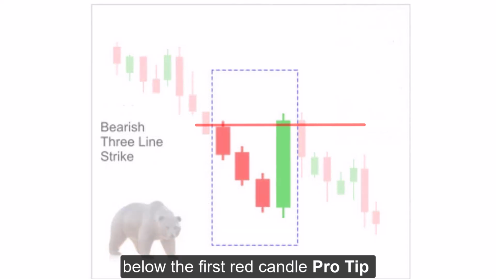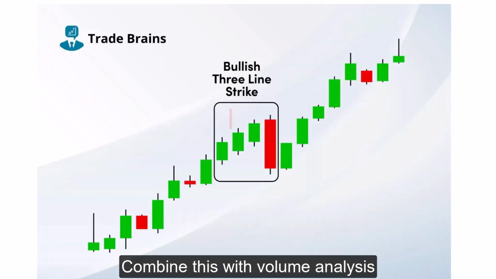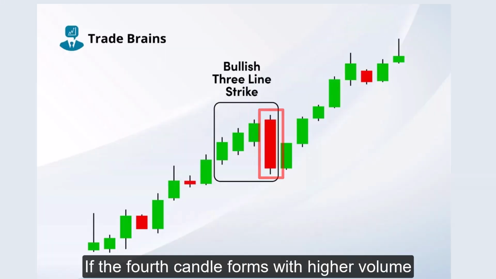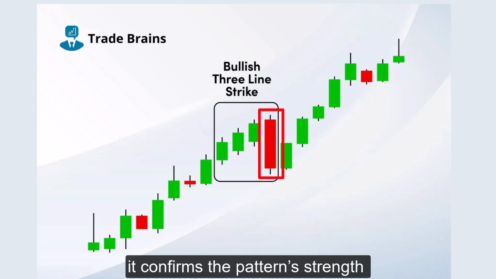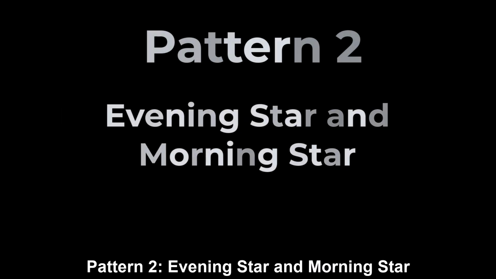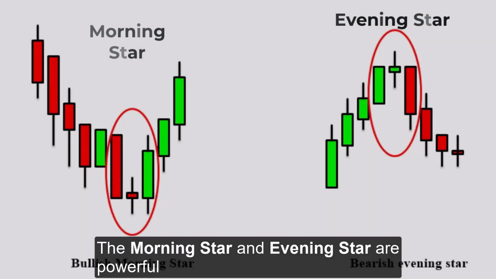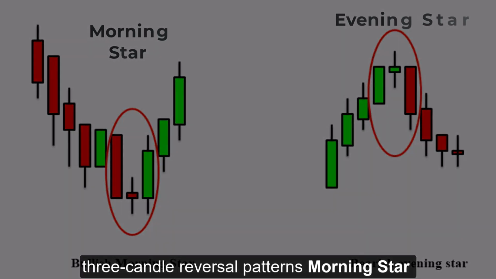Pro tip: combine this with volume analysis. If the 4th candle forms with higher volume, it confirms the pattern's strength. Pattern 2. Evening star and morning star. The morning star and evening star are powerful 3 candle reversal patterns.